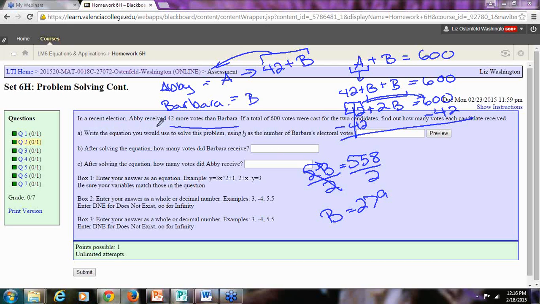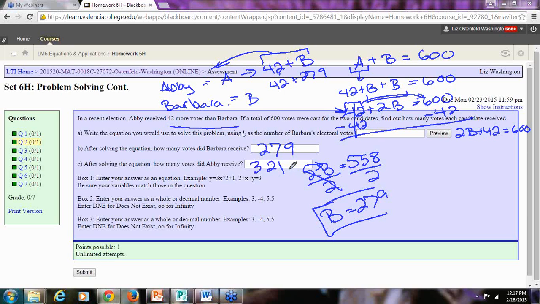It says, write the equation you would use to solve this problem. Well, the equation I would use would be this equation up here that we simplified. The 2B plus 42 equals 600, because that's what I used. And then it says, after solving the equation, how many votes did Barbara have? Well, B had 279. After solving this equation, how many did Abby have? Well, Abby had 42 plus whatever Barbara had. So that means 42 plus 279. So 279 plus 42 is 321.